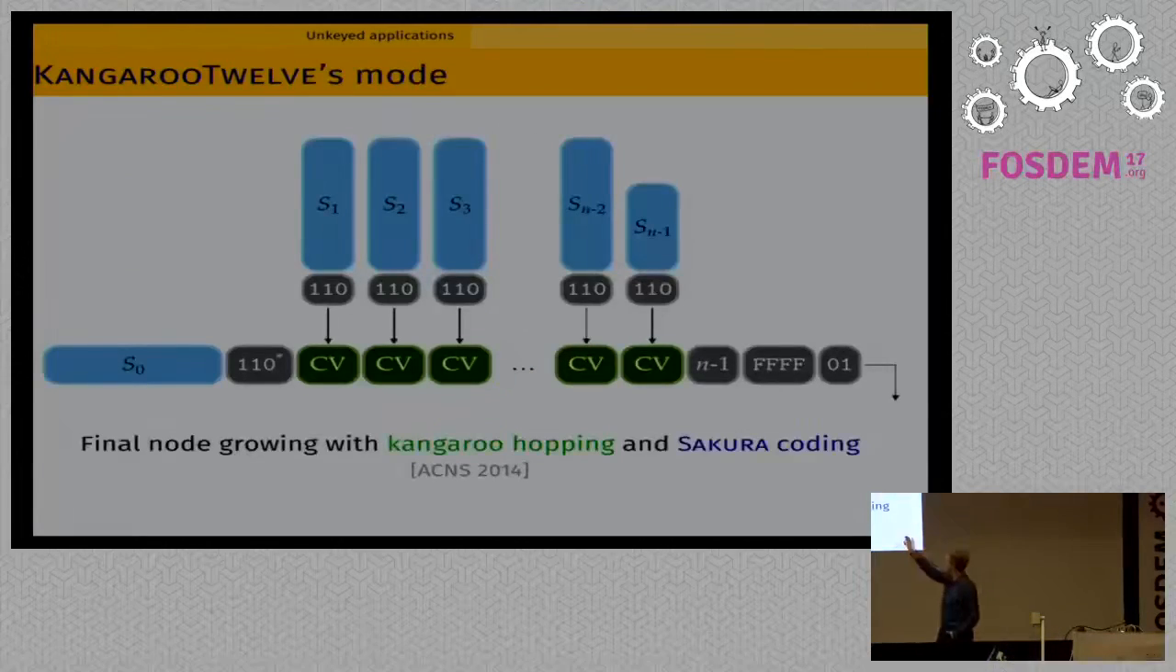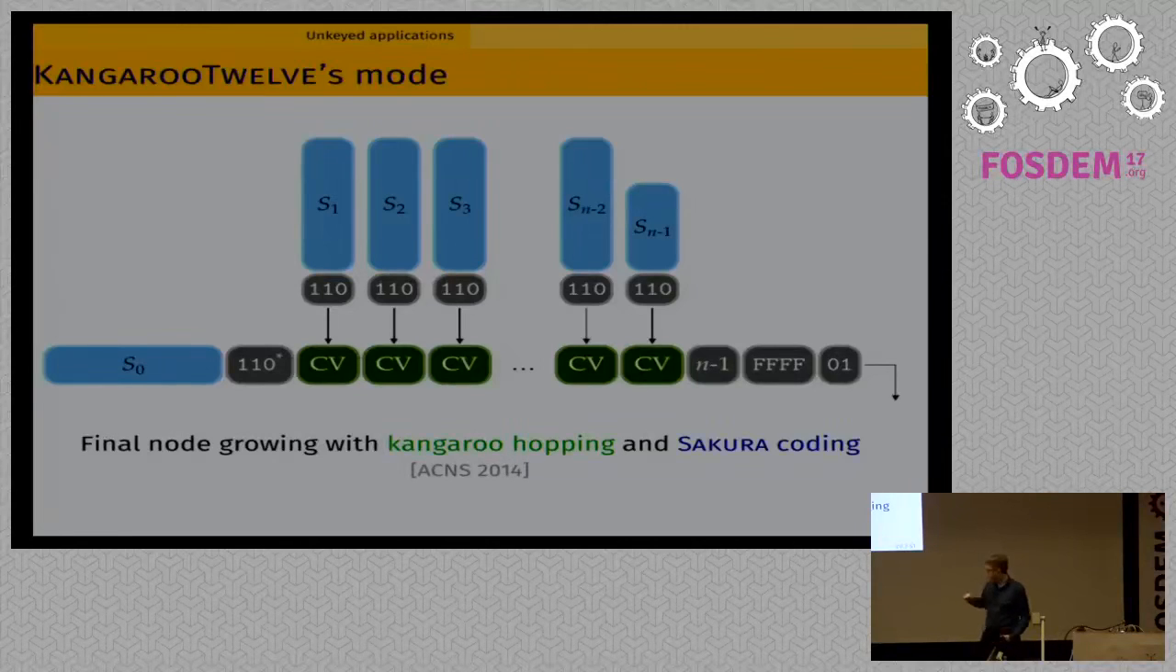Concretely, what it means is that the input message is cut into chunks, and these chunks can potentially be hashed in parallel. So the more chunks you have, the more parallelism you can exploit, and the faster per byte it can go. The first chunk has a special status in the sense that the chaining values, so the intermediate digests that come from the other chunks, are hashed together with it. That's a technique we called kangaroo hopping, and that's where the name Kangaroo 12 comes from.